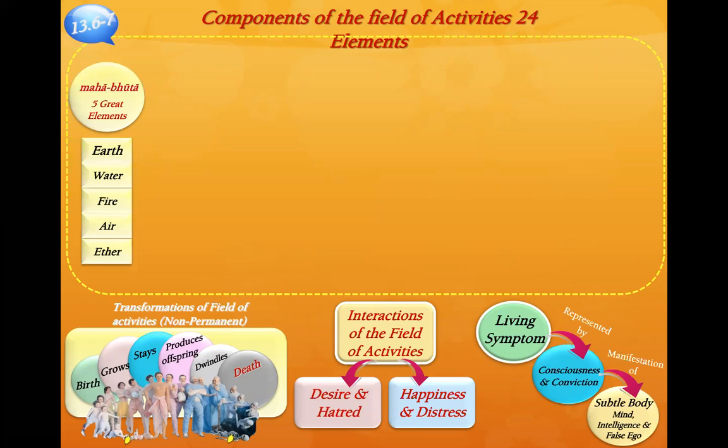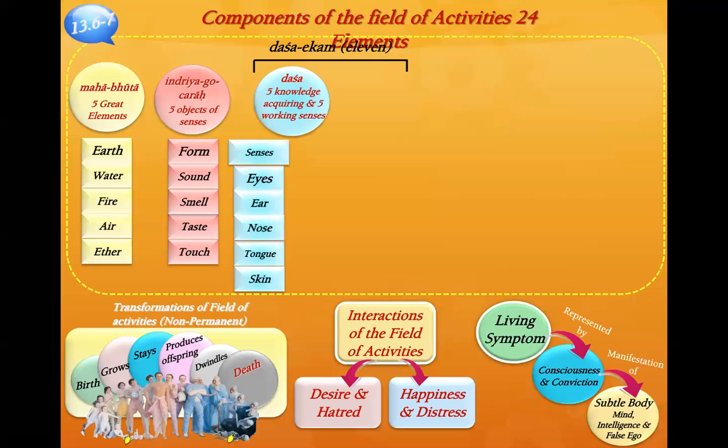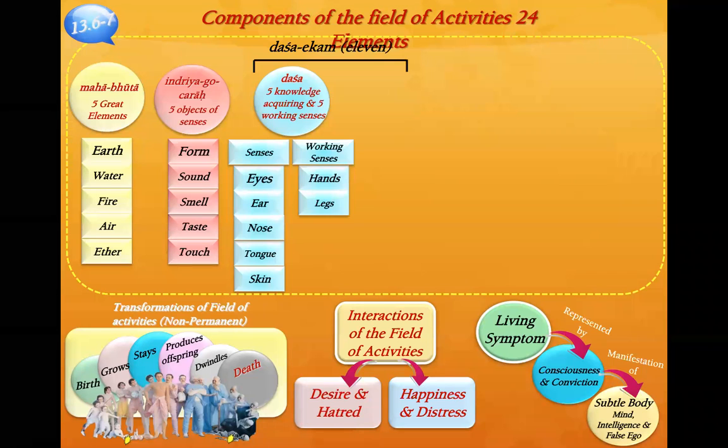So we've got the 5 great elements: earth, water, fire, air, ether. Very easy to remember. Then we have the objects: form, what we want to look at, what we want to hear, smell nice things, taste nice things, and touch. These are the objects of the senses. Then we have the knowledge acquiring senses: the eyes, always looking; the ears, hearing; the nose, smelling; the tongue, tasting; and the skin, touching. And then the working senses, as Pitambar very nicely said: hands, legs, voice, and the genitals.